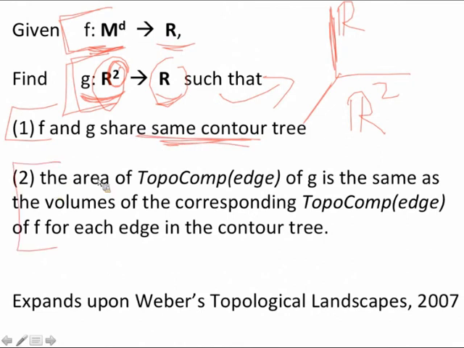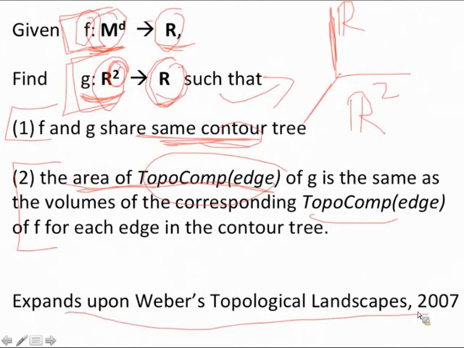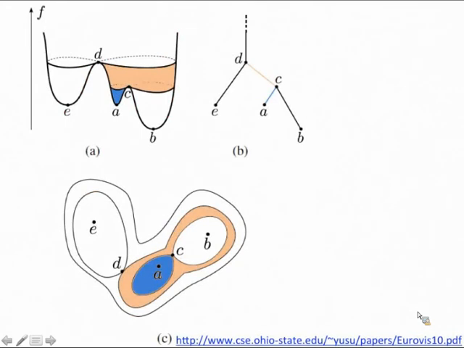And the area, if I take the area of the pre-image of an edge with respect to G for the contour tree, I want it to be the same as the volume if I take the pre-image of an edge for F instead. So this method, by the way, expands upon Weber's topological landscapes, published in 2007. So let's see a generic picture.